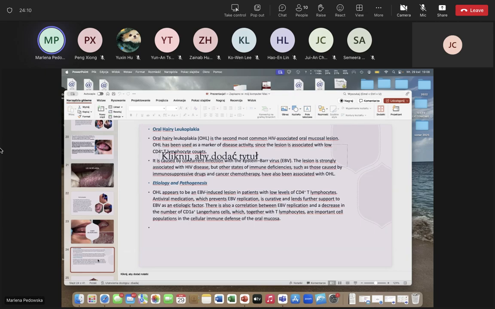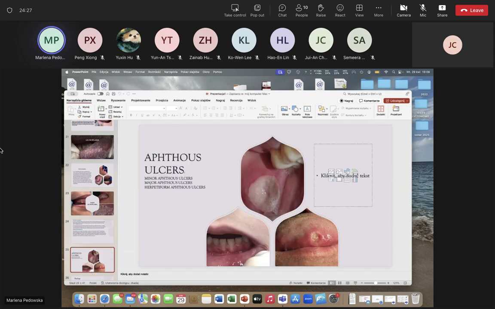There is also a correlation between EBV replication and a decrease in the number of CD1a Langerhans cells, which together with T lymphocytes are an important cell population in the cellular immune defense of the oral mucosa. Aphthous ulcers, popularly named canker sores. Yes, these are quite common lesions, especially the minor ones, so minor aphthous ulcers, the Mikulicz aphtha.